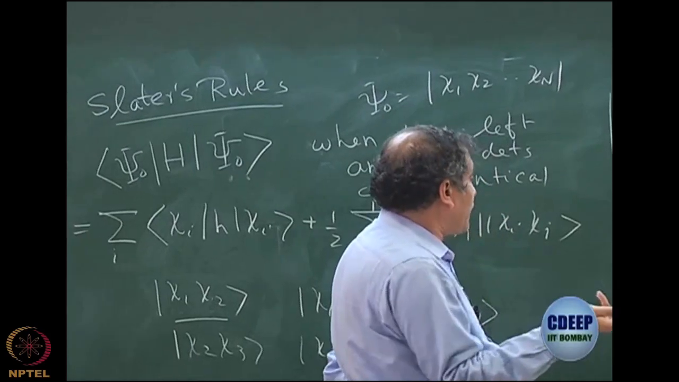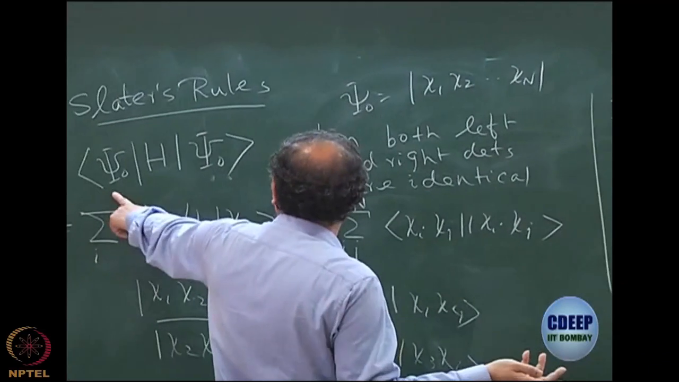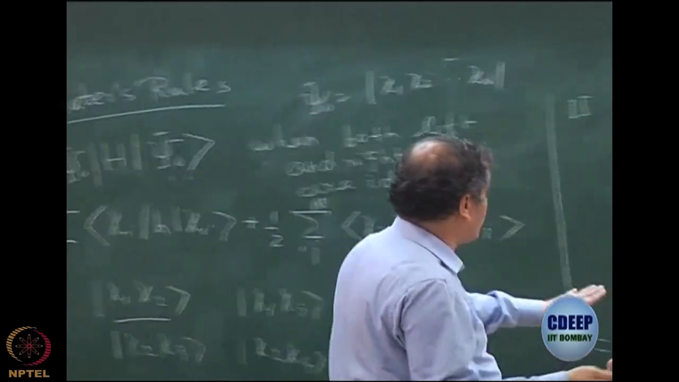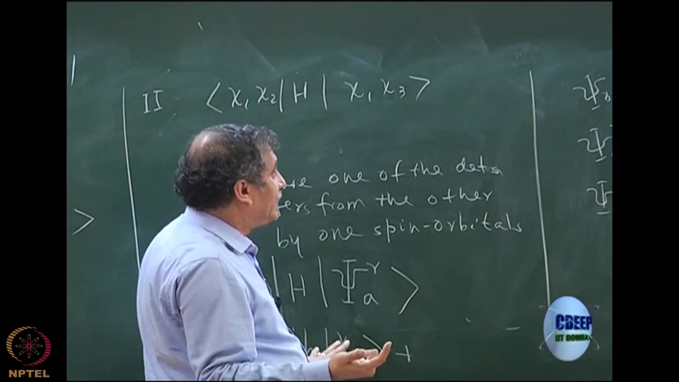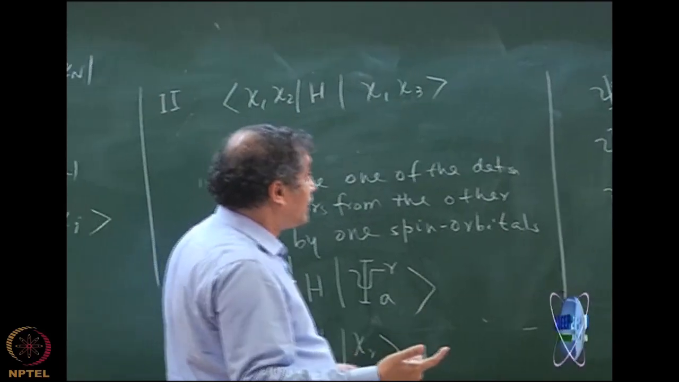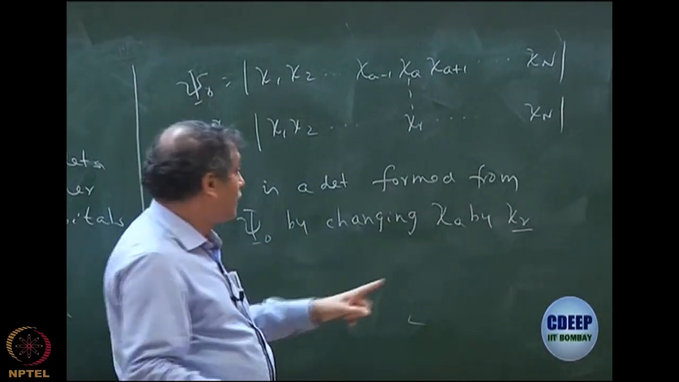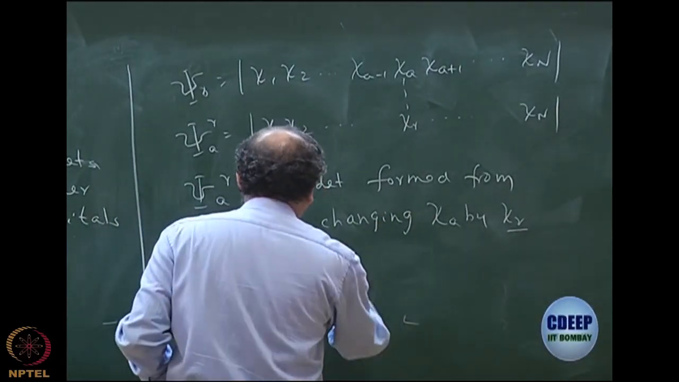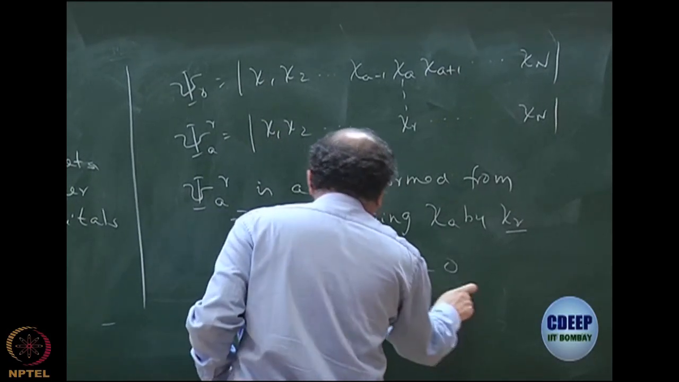Again, I am not proving it, but the proof is very similar. If I do exactly the same multiplications, the expansion on both left and right hand side, you will see that in every case chi A and chi R will cause an orthogonality problem. Because remember, very important, chi R is orthogonal to chi A. That I must ensure.